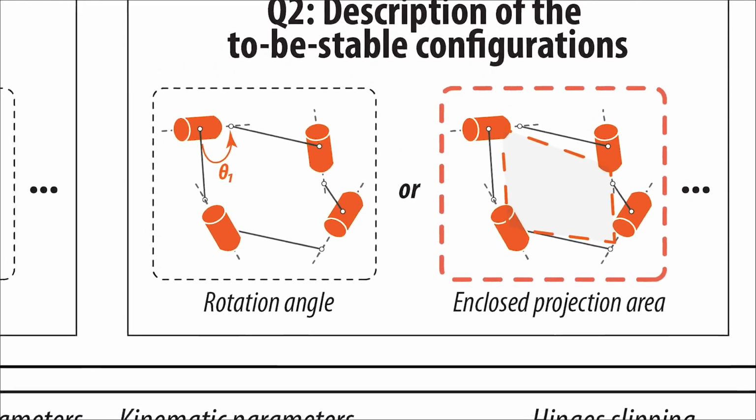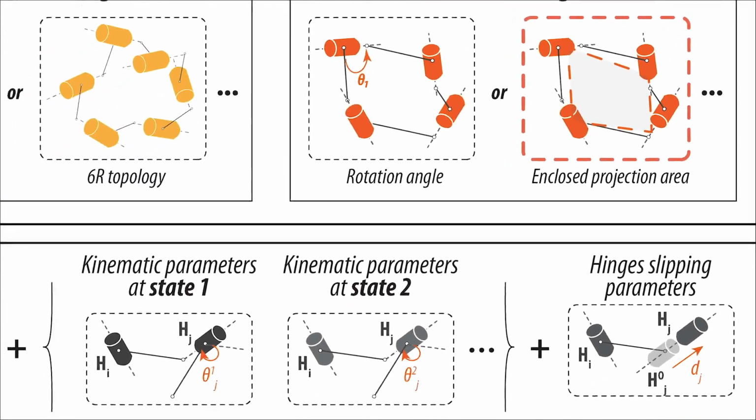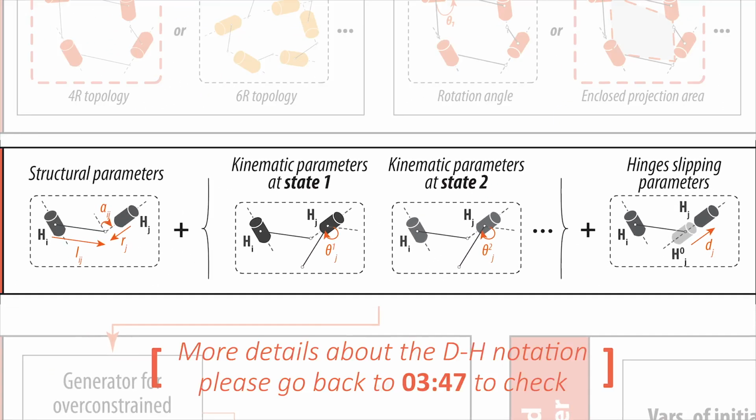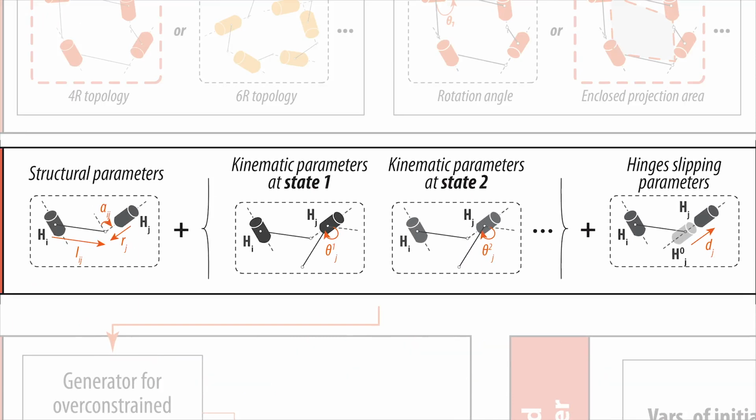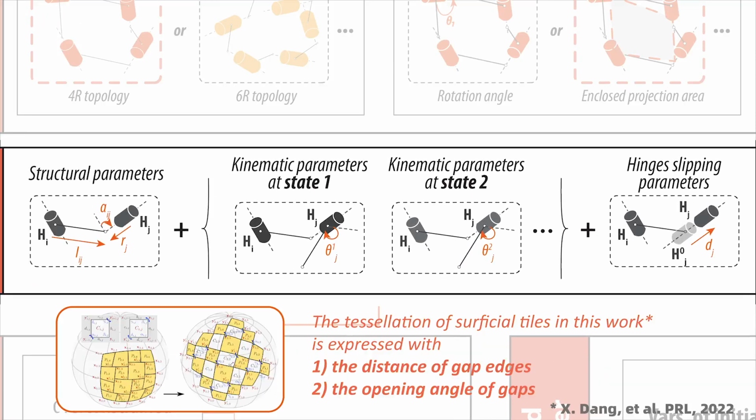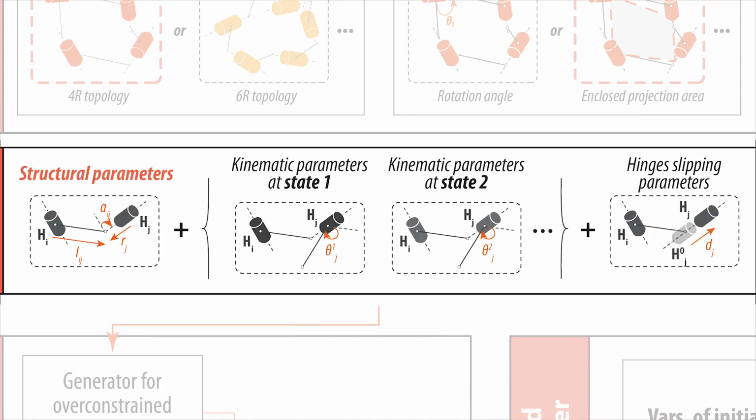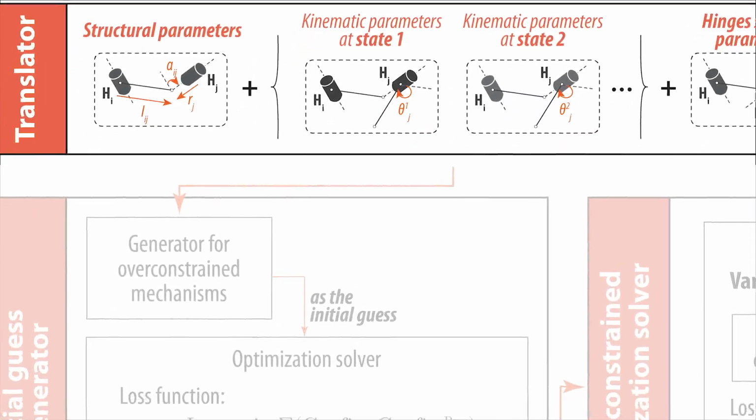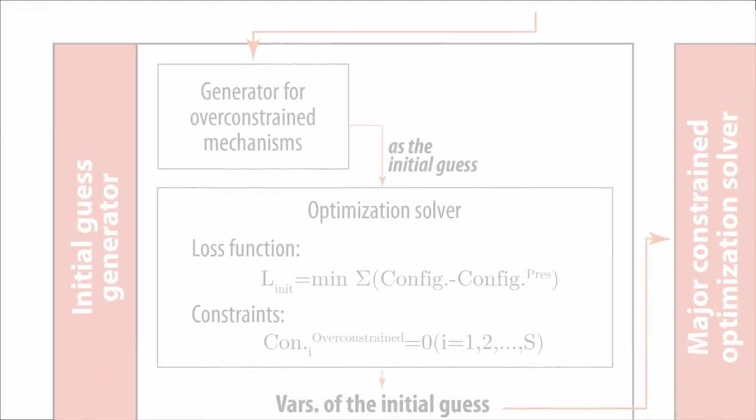Then, we need to translate the needs with the DH notation for linkages. The DH notation is just an option. It is still feasible for other mathematical notations, as long as the closure constraints can be explicitly expressed. Now, we can identify all the designable parameters in the design space. Then we are ready to go to the next computing module to get an initial guess.